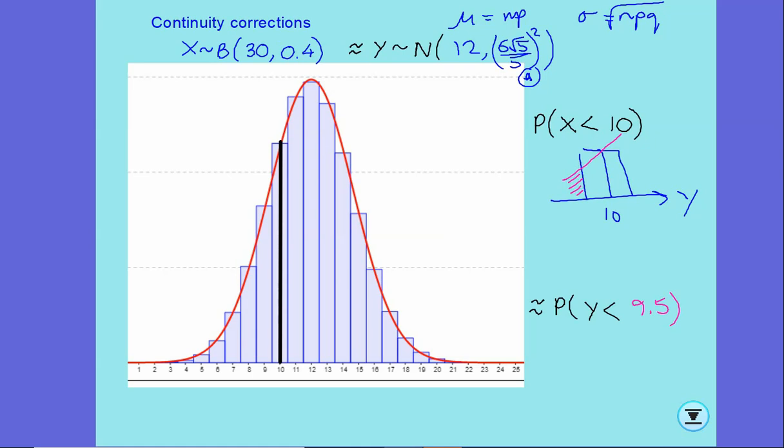So menu 7, 2. Now we can put something ridiculously low for the lower bound. I'm just going to go with 0, but you could put minus 100 if you wanted to. The upper one is 9.5. For the standard deviation, I stored that as A, so I'm going to put alpha A. It's 2.6832. And my mean was 12. And I get that to equal 0.1757.